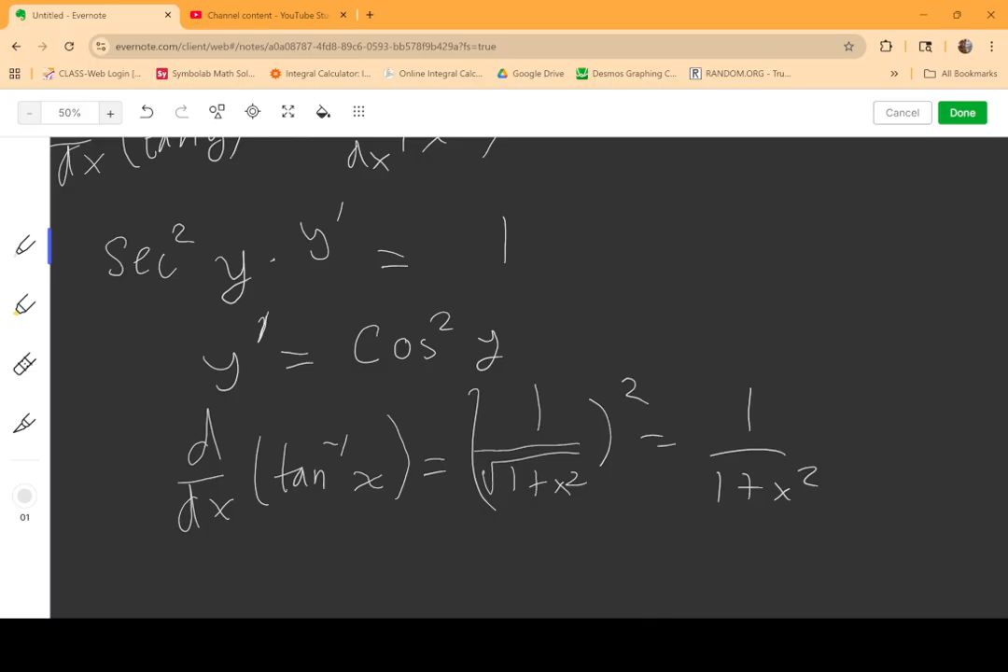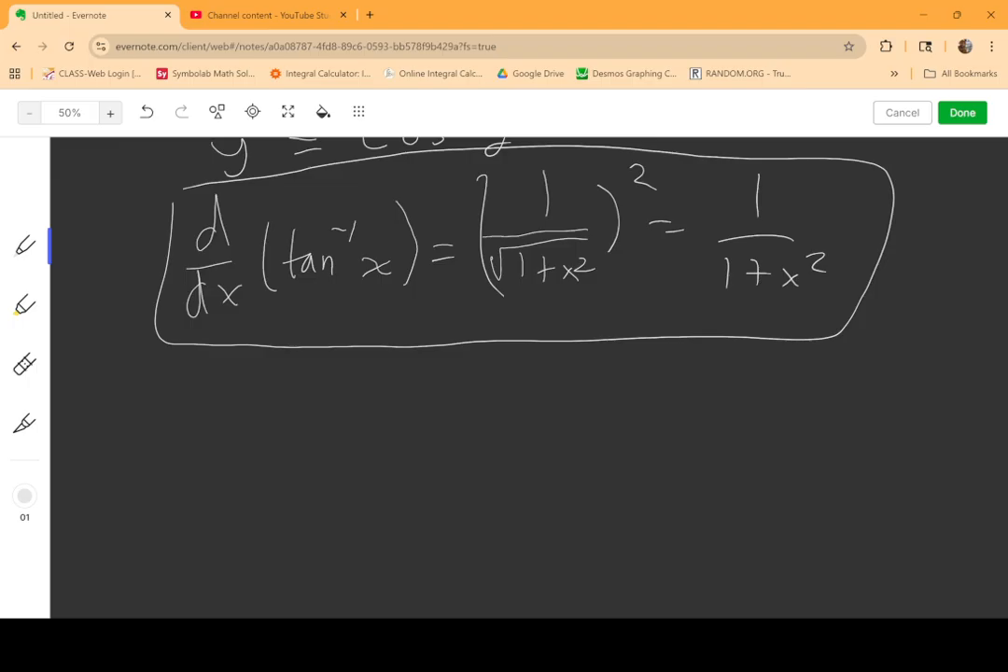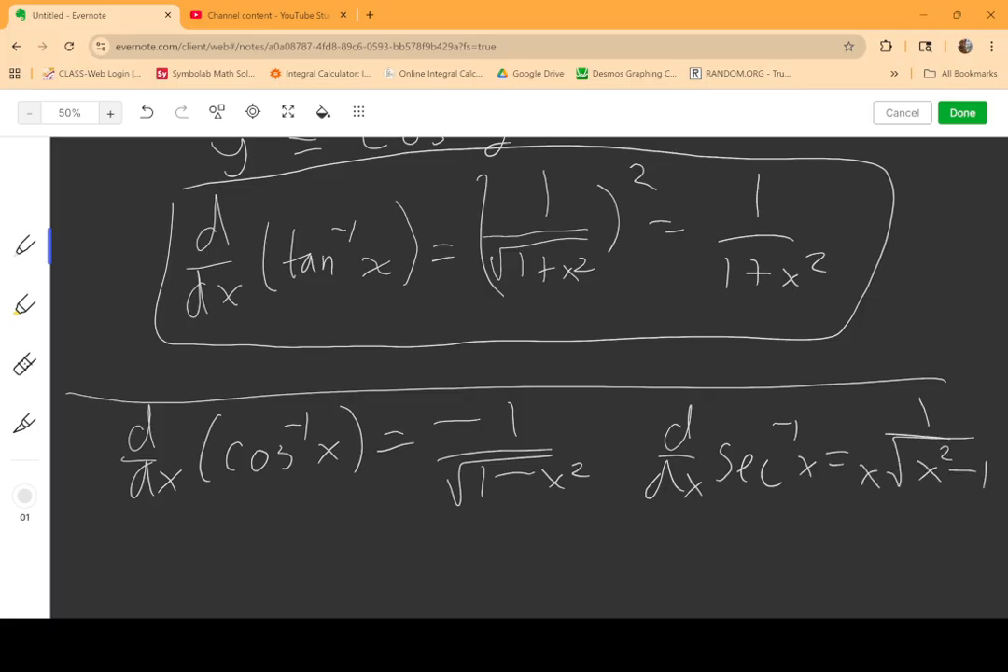Okay, so this one, really the bookend here, in simplified form is 1 over 1 plus x squared. Now, in a similar fashion, I won't go through the derivation of each one of these, but here, the derivative of the cosine inverse of x will be negative 1 over square root of 1 minus x squared. The derivative of the secant inverse is going to be 1 over x square root of x squared minus 1.